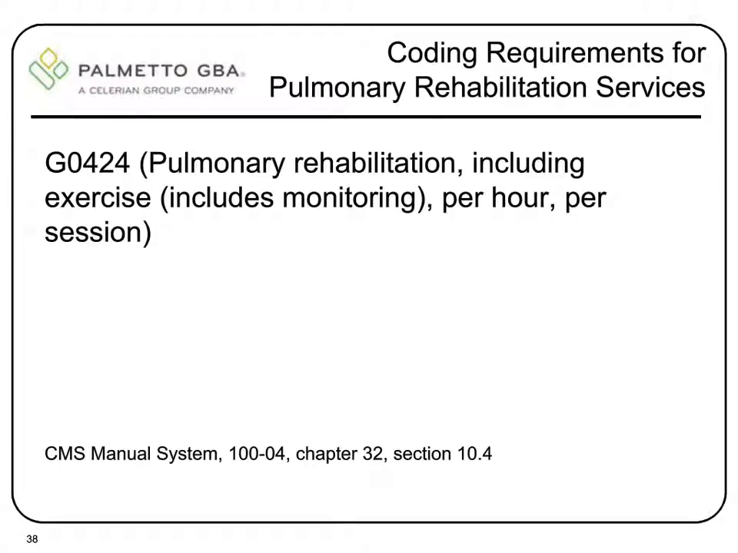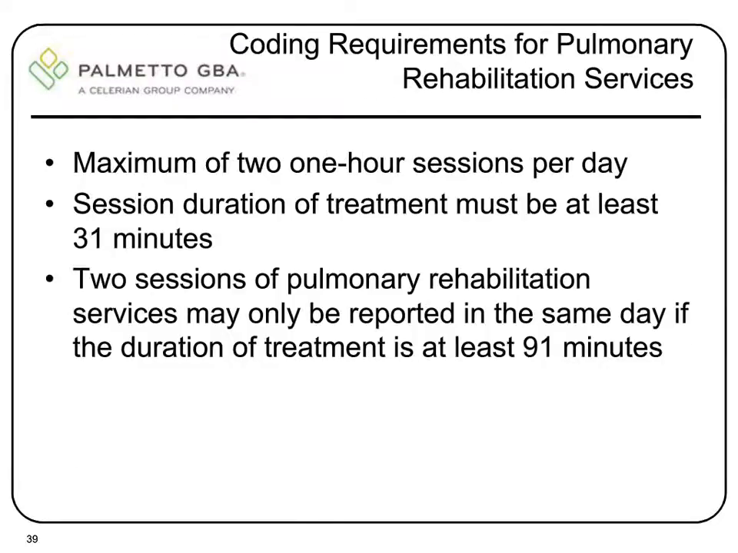G0424, pulmonary rehabilitation including exercise, includes monitoring per hour per session. Maximum of 2 one-hour sessions per day. Sessions during treatment must be at least 31 minutes. 2 sessions of pulmonary rehabilitation services may only be reported in the same day if the duration of the treatment is at least 91 minutes.